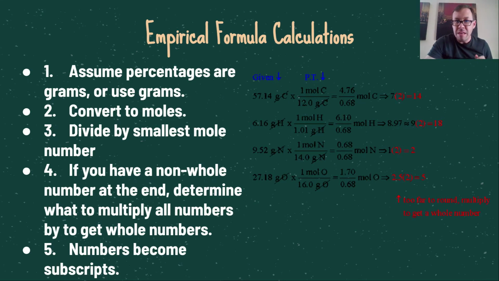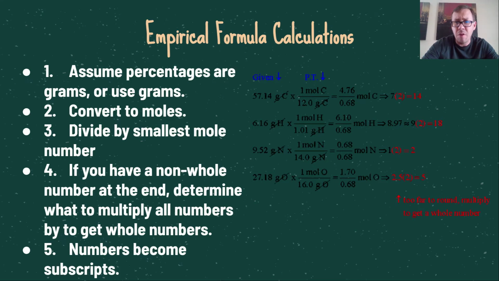Now, numbers may be close to whole numbers. So, for example, if you get something like in the example here, 8.97, that can be easily rounded to 9. But if you get something that's 0.75, 0.50, 0.25, even 0.33, you cannot round those numbers. They're not close enough to the whole number in order to be able to round. Keep in mind the more significant figures you use as you go through and solve these problems, the more likely you are to get accurate whole number ratios.